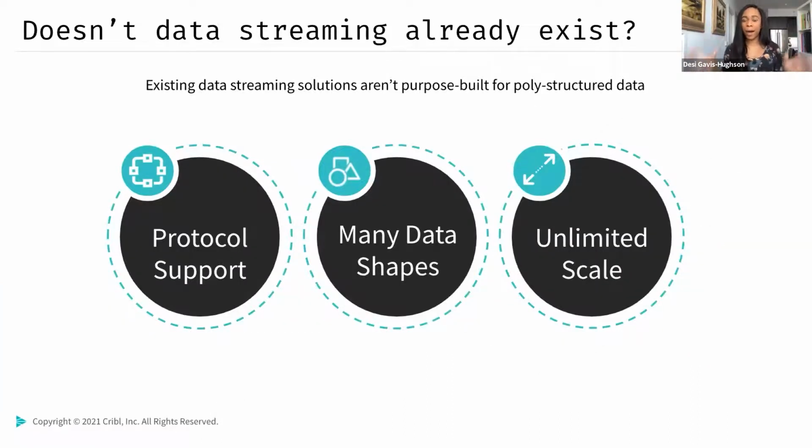So one question that might be popping up for you is, Desi, doesn't data streaming already exist? Yes. And the data streaming solutions that do exist are not purpose-built for polystructured data. On the other hand, an observability pipeline is really purpose-built to work with even the most complicated data formats. The data you need probably exists in multiple sources with different protocols, right, that dictate how data is generated and collected. So you've likely got data coming in a variety of shapes, right? And those shapes may not always match the formats required by the tools you use.